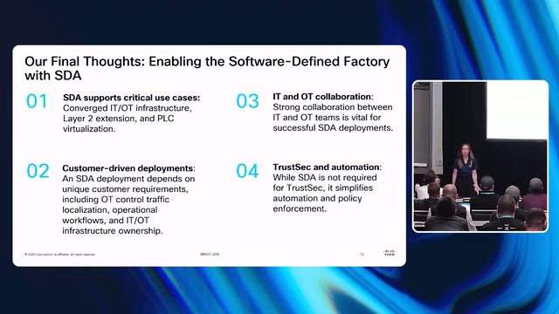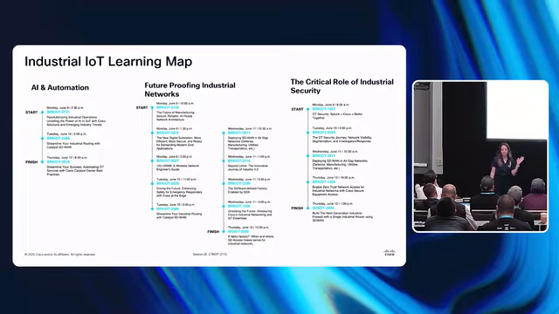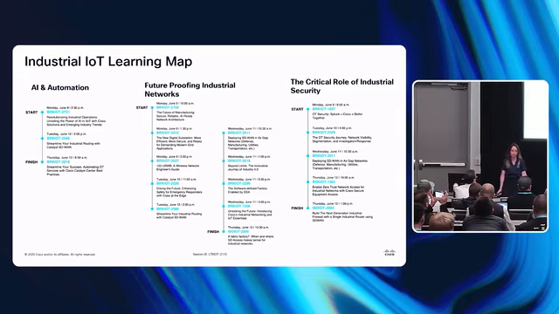And the fourth one is, if your main driver to move to SDA is TrustSec, I think you are okay in non-fabric. There are ways to deploy TrustSec without SD Access. It's not the only way. I don't think that should be a driver to move into SD Access. And this is the learning map. If you are interested in TrustSec, the second section in this list is the one I recommend to learn about TrustSec in industrial environments.